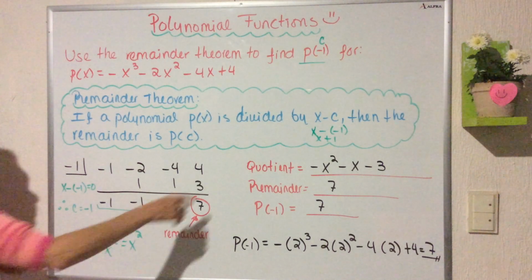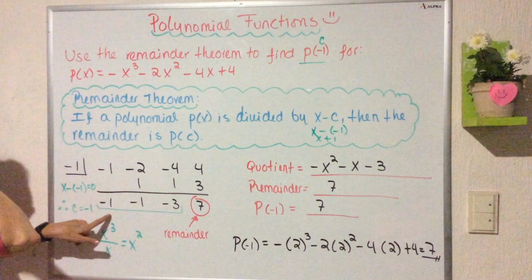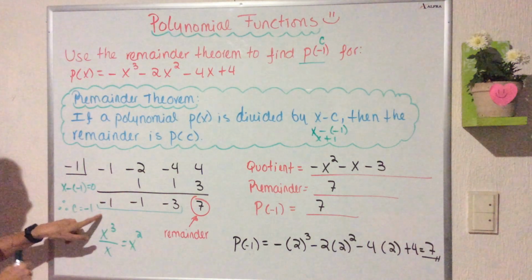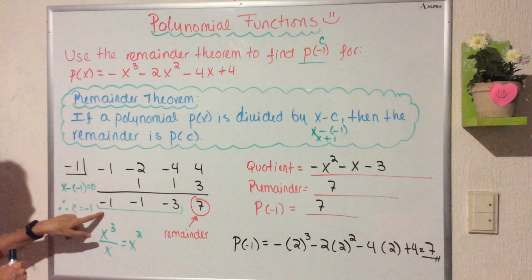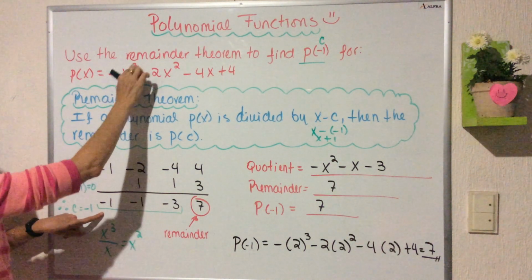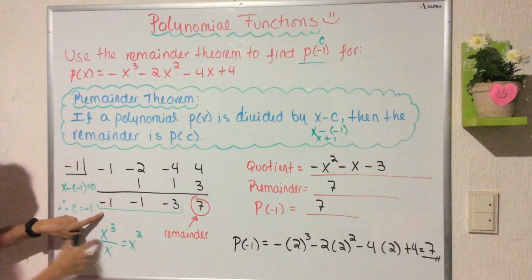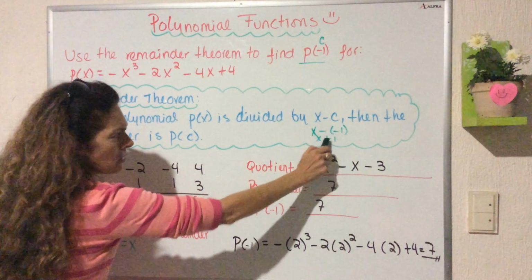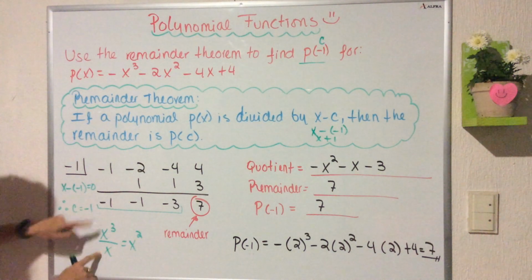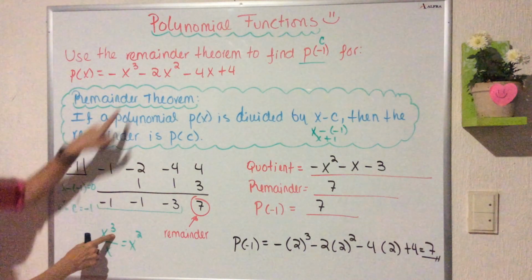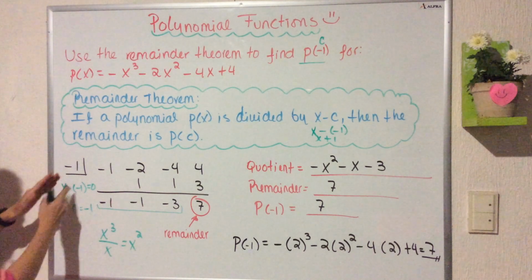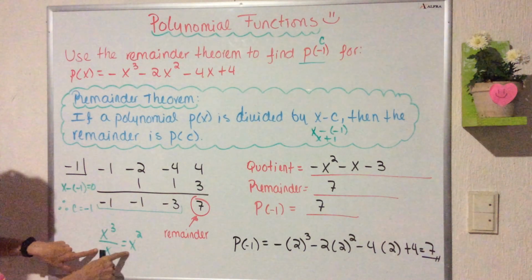And then we have to write the quotient. Remember that the coefficients of the quotient are what you have gotten here. And this is minus 1. So remember, if the original function is x to the third, when we divide it by x minus c, which in this case is x plus 1, because c is negative, we are going to get something like this: x to the third, which is the original degree, divided by x, which is x plus 1, and we get x to the second.